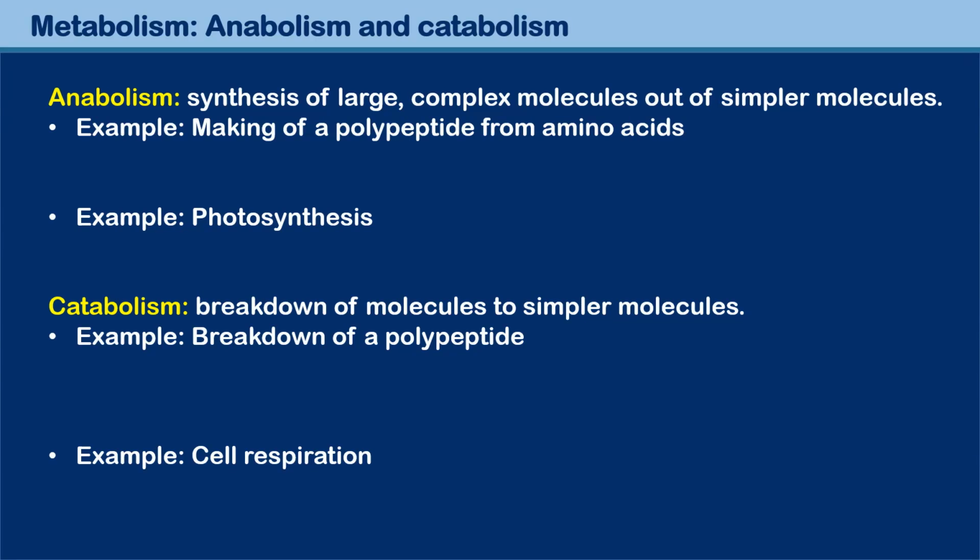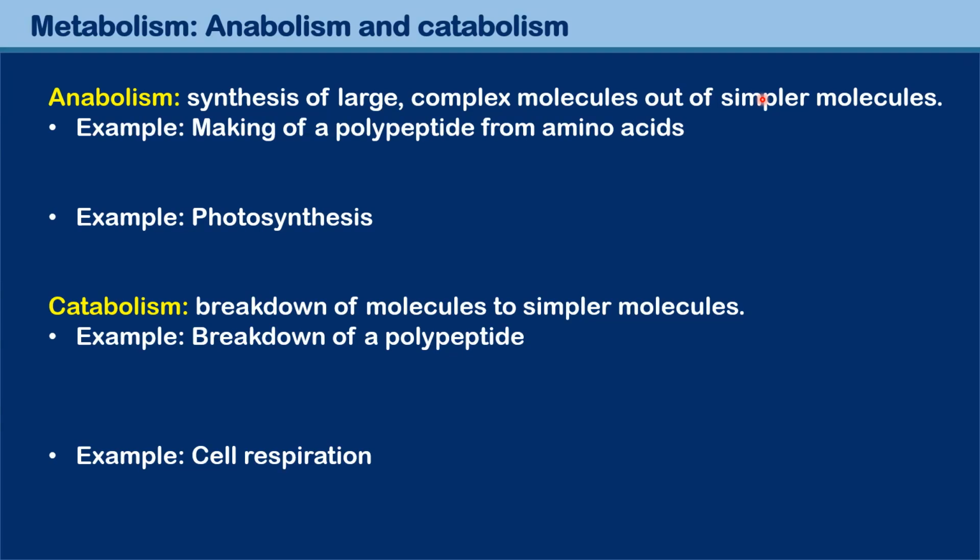All the chemical reactions that occur in a living thing or in a cell are referred to as metabolism. And there are two subtypes of metabolism, namely anabolism and catabolism. I'm going to simply give examples of these here. First of all, anabolism is the synthesis, the making of large complex molecules out of simpler molecules.